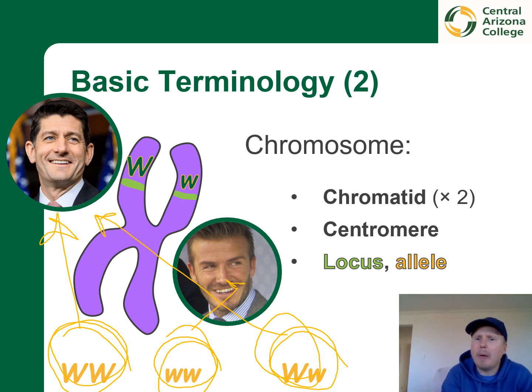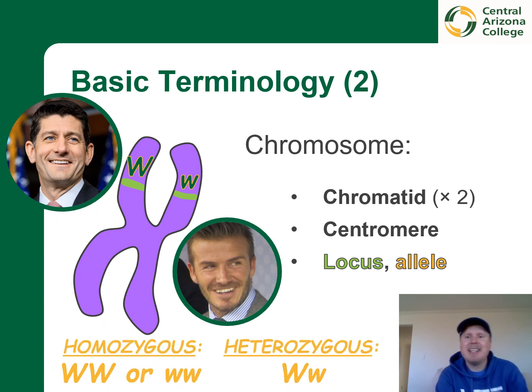Now let's look at the names we use about these alleles. And here you can see that if both of the alleles of an individual are the same, it is homozygous. And if the alleles are different, this is known as heterozygous.